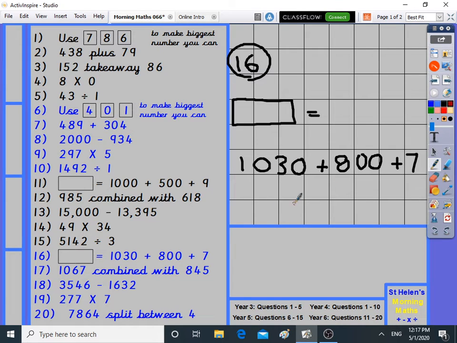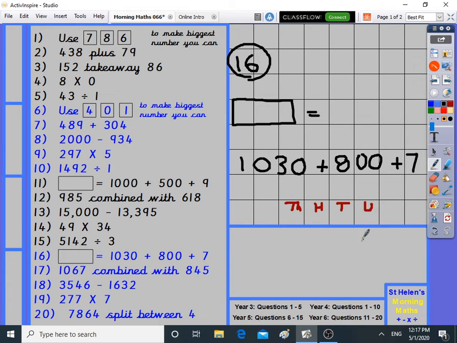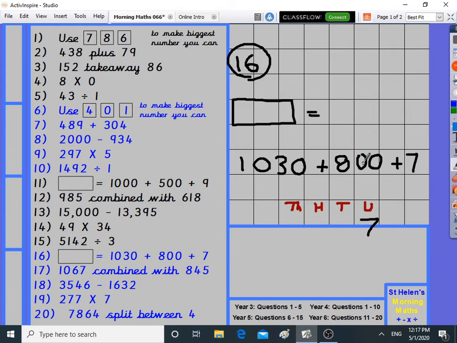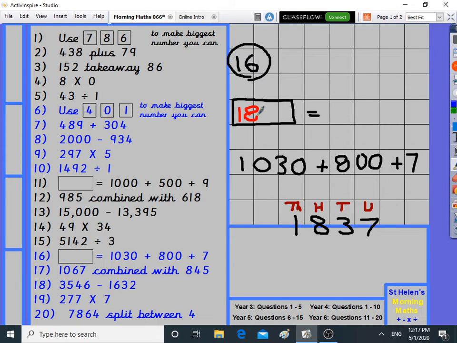But we can do this with place value. Thousands, hundreds, tens and units. Because we have 7 units there. We have 800 there, don't we? 800. Here we have 1,030. 30 is 3 tens, so we have 3 tens. So you put them all together, and a date that especially year 5s might recognise.